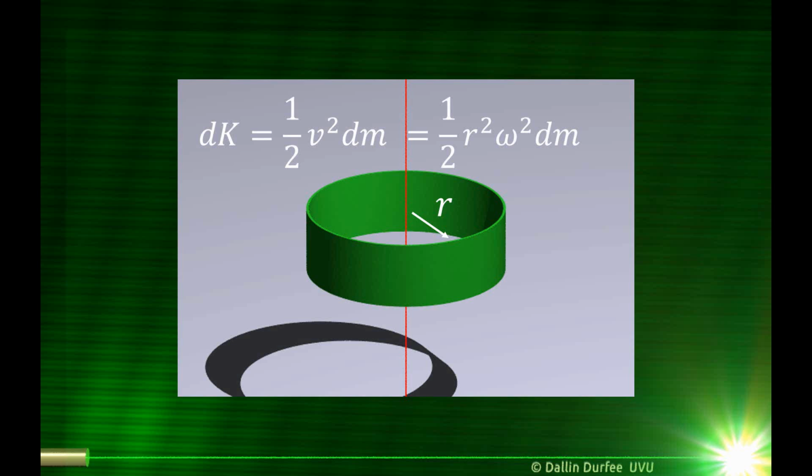The linear velocity is just radius times omega, r times the angular velocity. So the little bit of kinetic energy in this ring is 1/2 r squared omega squared times the little bit of mass dm. And of course, the little bit of mass is just the density times the little bit of volume in this ring.